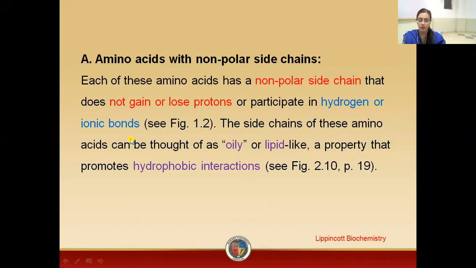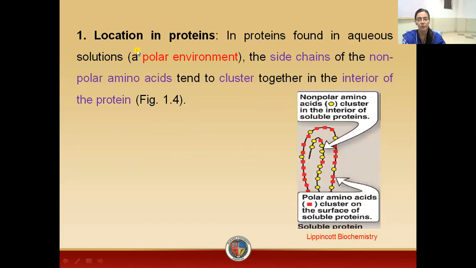So in the case of these amino acids, the R group is actually an oily group or a lipid soluble group. It promotes hydrophobic interactions instead of hydrogen bonding or ionic bonding. Now, what are the locations of these R groups in these amino acids? For example, in proteins found in aqueous solutions, a polar environment, the side chains of these non-polar amino acids tend to cluster in the interior of the protein.